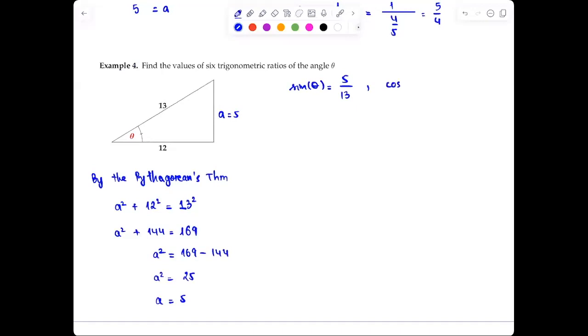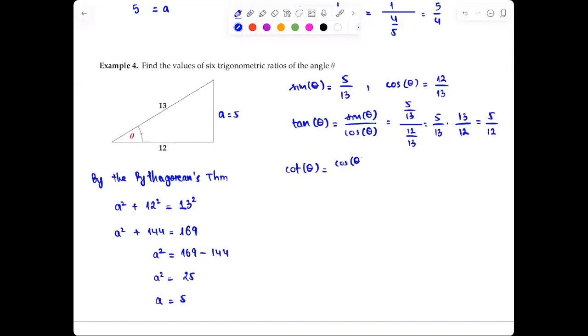And cosine of theta is equal to the adjacent over the hypotenuse, 12 over 13. Then tangent of theta is sine of theta over cosine of theta, or 5 over 13 divided by 12 over 13. Or you do 5 over 13 times 13 over 12, or 5 over 12. Cotangent of theta is cosine of theta divided by sine of theta, 12 over 13 divided by 5 over 13.